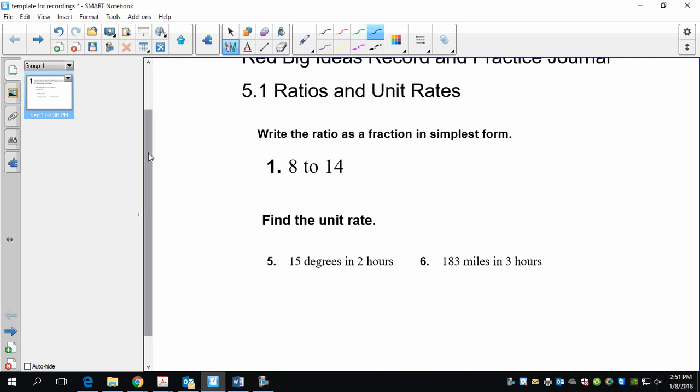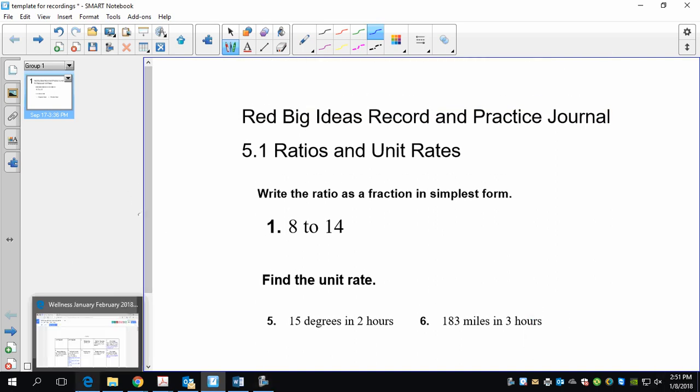Okay, we are working on the red Big Ideas Record and Practice Journal today. Today we're working on 5.1, ratios and unit rates. And the very first one says write the ratio as a fraction in simplest terms.